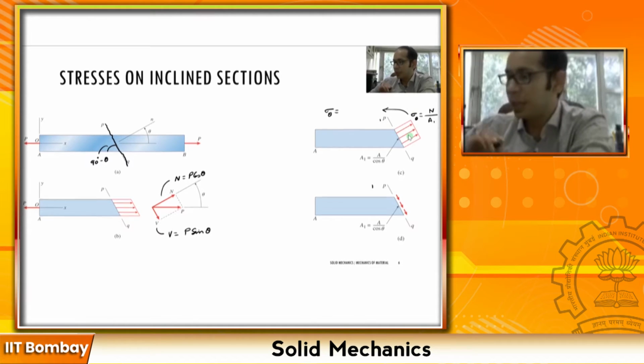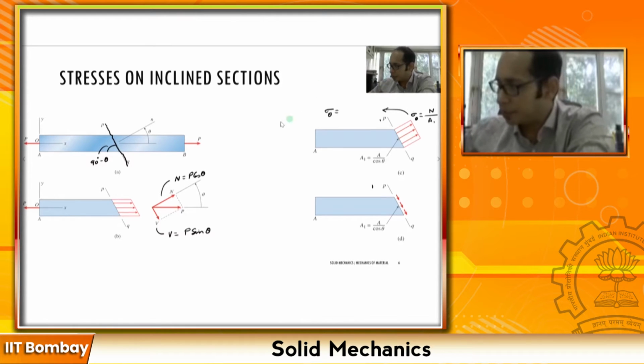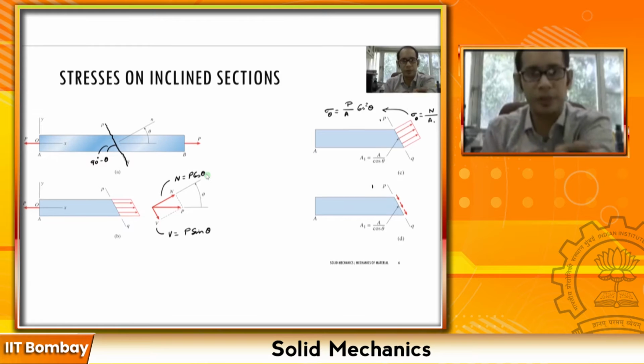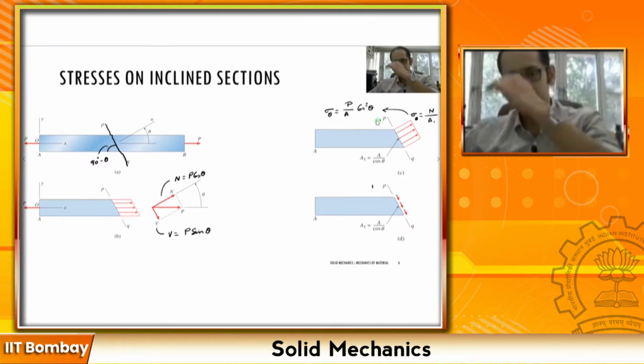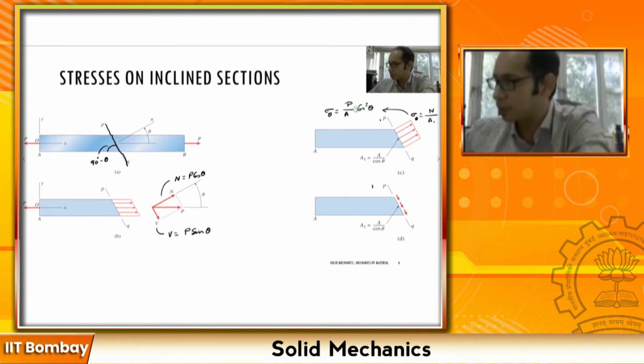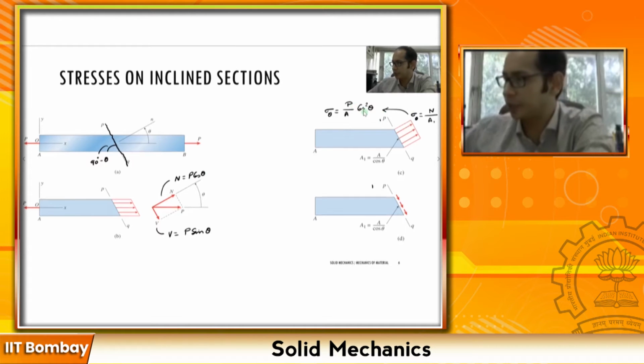is going to be, I know that N is P cosine of theta. So I have P, and A1 is A divided by cosine of theta, so it is going to be P by A, one of the cosines goes up, cosine squared of theta. Because N is P cosine of theta and A1 is A divided by cosine of theta, that cosine cancels, so it becomes P divided by A cosine squared of theta.